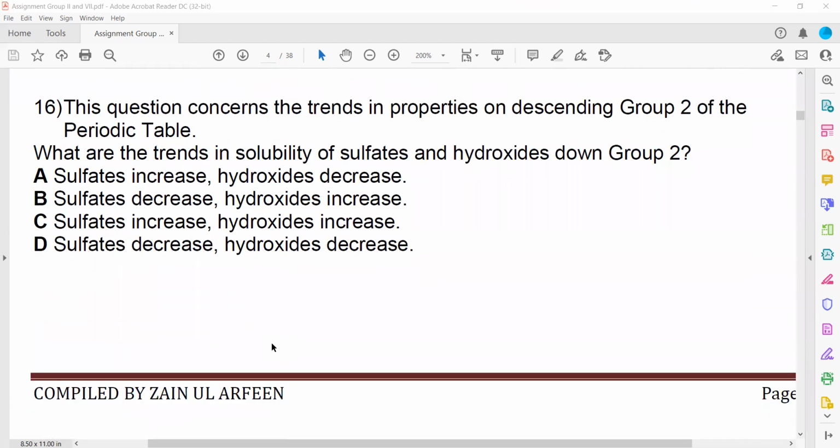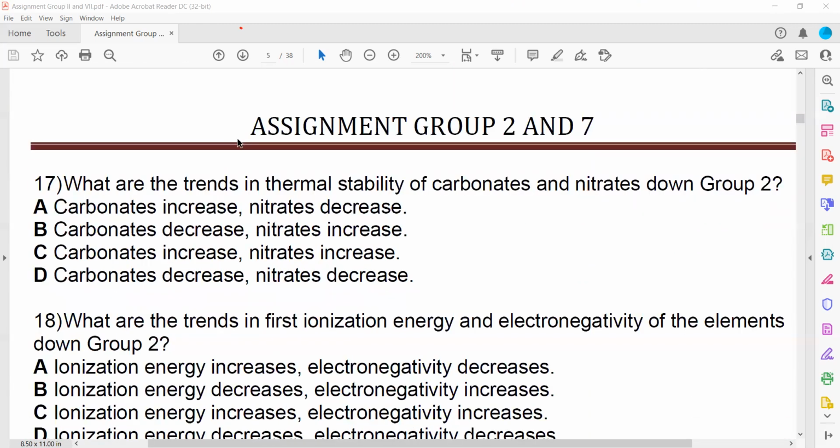This question is concerned with the trend in group 2 as we go down. What happens to solubility? Sulfate decreases, but for hydroxide, it increases. So sulfate solubility decreases and hydroxide increases. That's why B is the right answer. As you can see, you have to learn this trend of what happens when we go down the group.